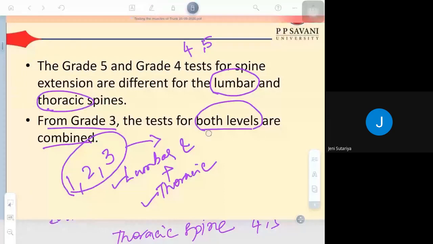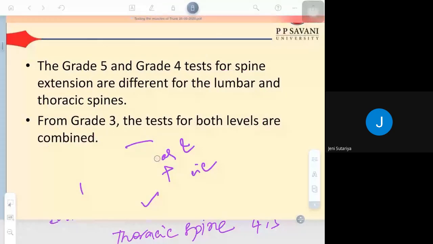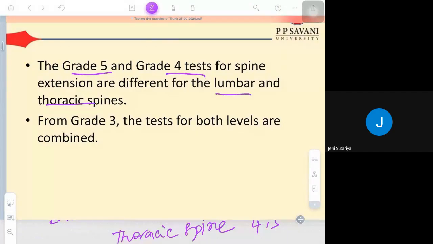Clear? So now we are going to study grade 1, 2, 3. We have discussed grade 5 and grade 4 separately, for lumbar spine and thoracic spine. Now we are going to discuss grade 1, 2, 3 together. How you will check muscle power 1, 2, 3, we will be discussing together for both the lumbar spine and thoracic spine.